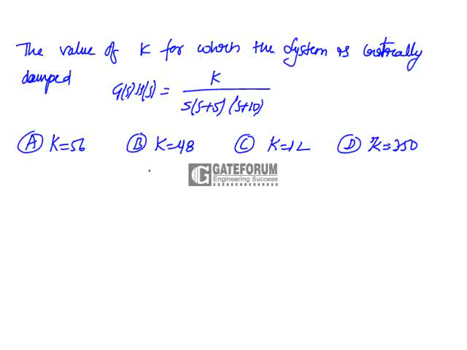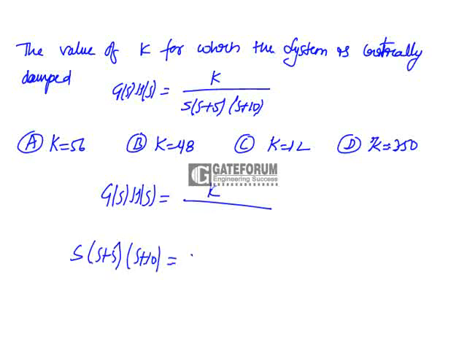Okay, he has given G(s) H(s) is equal to K by, okay, I can write this one as G(s) H(s) is equal to K by, what is this one? s into (s plus 5) into (s plus 10). So this is equal to K by (s square plus 5s) into (s plus 10). Okay, now this is equal to K by s cube plus 15s square plus 50s.